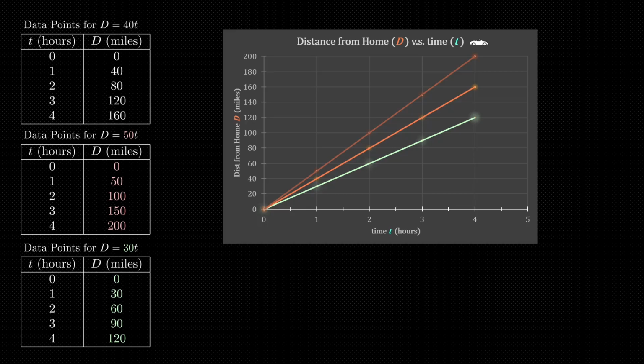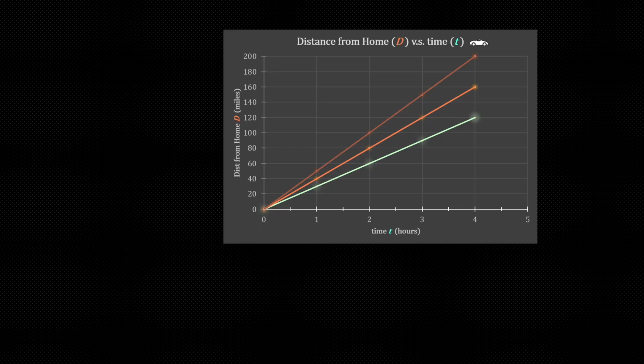We're making some great observations here. If I increase my speed, the line goes steeper. If I decrease my speed, the line goes shallower. And it turns out the other way around is true as well, which is, if I was just given these graphs without all the information to the left here, then having a steep line tells me that the driver was going at a fast speed, and having a shallow line tells me that the driver was going at a slow speed.